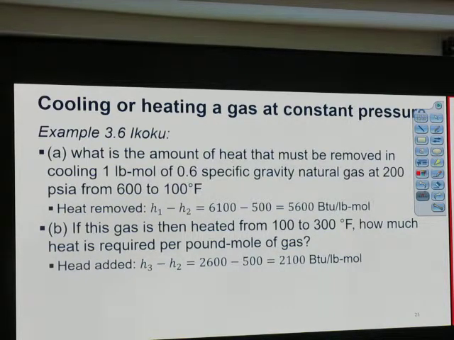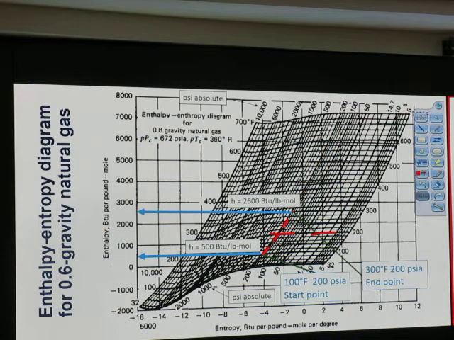If this gas is then heated from 100 to 300 Fahrenheit, how much heat is required per pound mole? So we do the same thing. Let's go up and read the value under this. So now we know how to calculate the amount of heat required to cool it down at constant pressure or to heat it up at constant pressure. When do we heat it up at constant pressure?